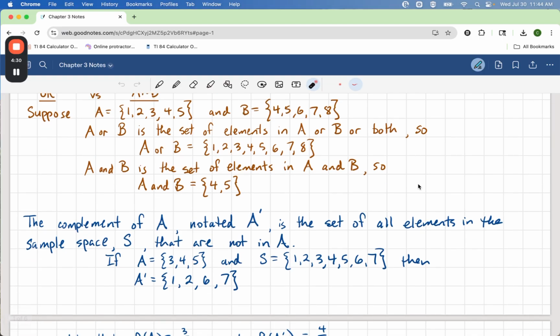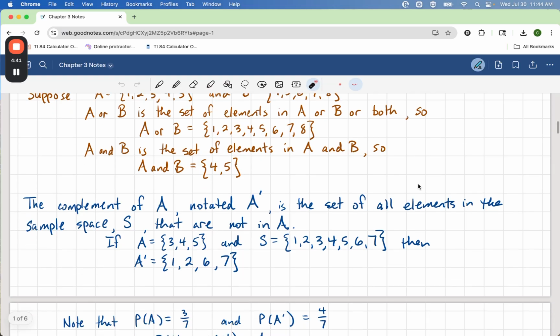Remember that if I go fast and you want to take your time through this, you utilize that pause button whenever you get a chance, especially if you're copying notes down while I'm talking.